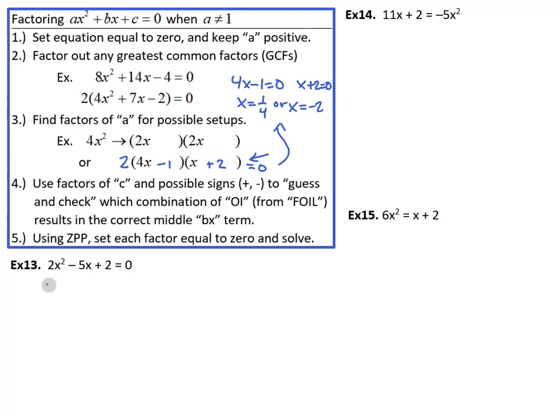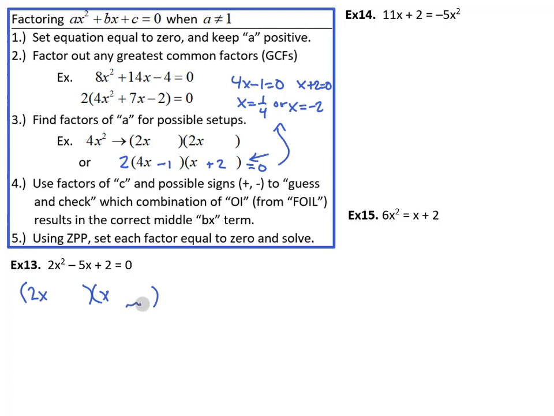Okay, let's move down here and try example 13. So first thing I look for, any greatest common factor, and there is not one. Okay, no greatest common factor. Okay, but this is set equal to 0 for us. So a little intuition, again, to get to 2x squared, if this is factorable, I know my factors are going to have to start 2x and x.